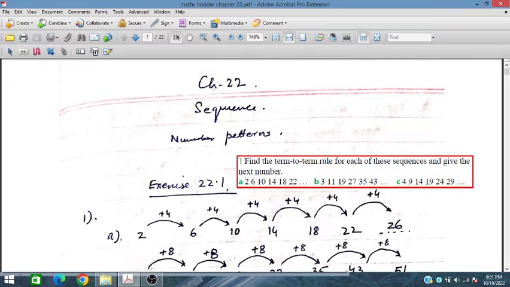For this, from 2 to 6 we have a difference of +4, and from 6 to 10 we have +4, and then adding +4 we get 14, and 14 plus 4 gives 18. So we can see the difference is 4 here. We are adding +4 to the current term to get the next term. So the next term is 26, by using the term-to-term rule.